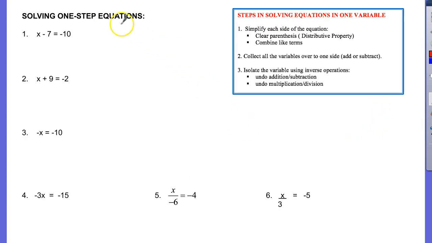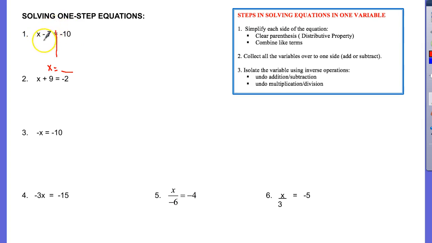Okay, solving one-step equations. So we have our steps over here. So our first problem here, x minus 7 equals negative 10. Again, at the end, my goal is I want x to be by itself, because that's what solving an equation is. I want to figure out the value of x that will make the equal sign true. So look at your equation. This is your equal sign, so that divides your equation into two sides, the left side and the right side.